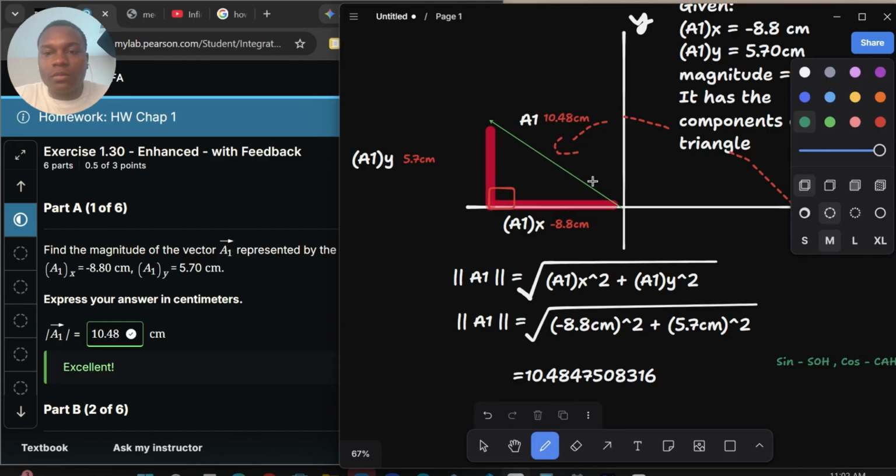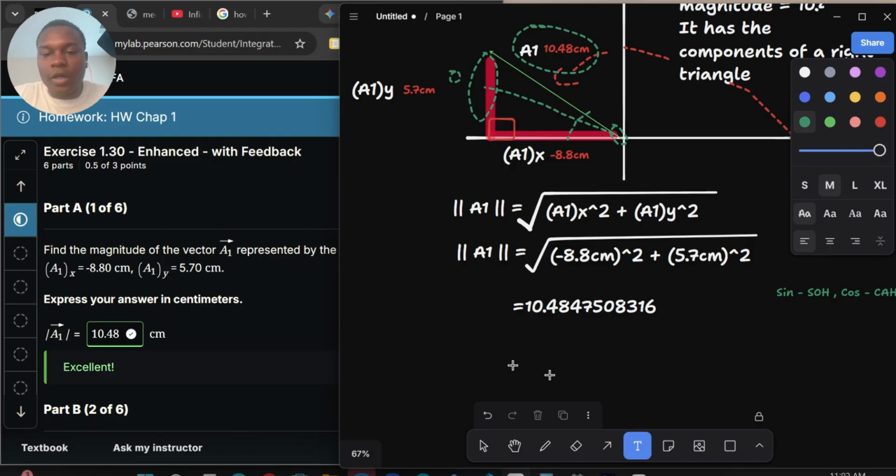So this is our angle. We're referencing it here. So our opposite here would be A1 y from this reference angle. This is our reference angle. This is the opposite side. This is our hypotenuse because it's the longest side.